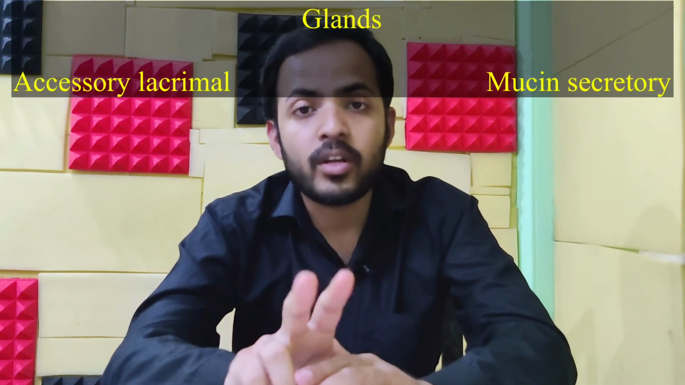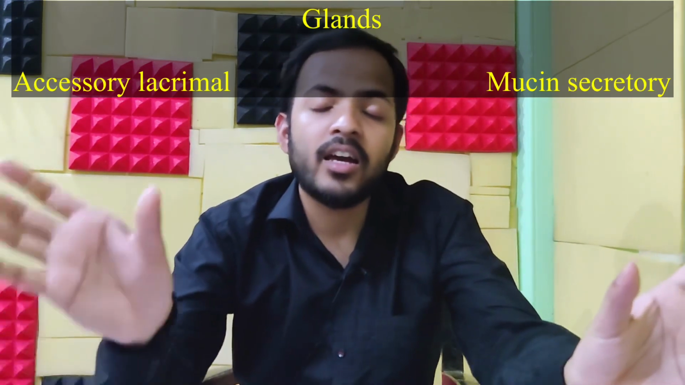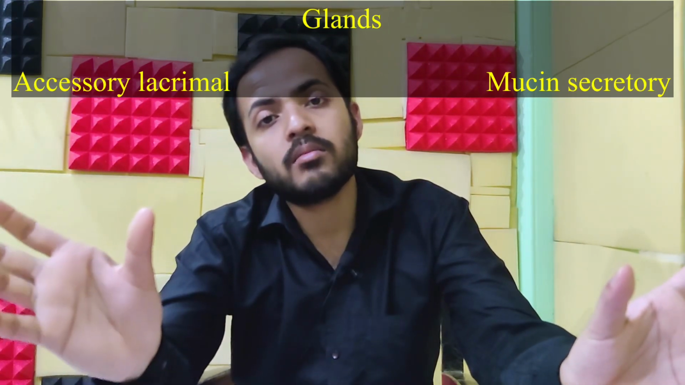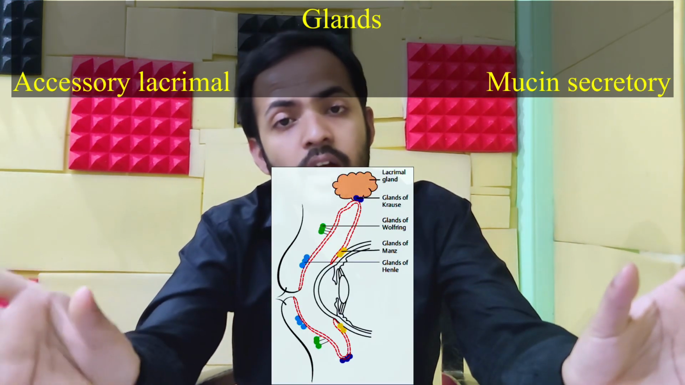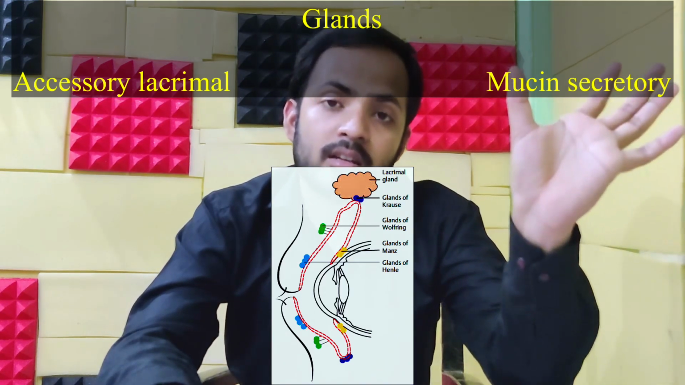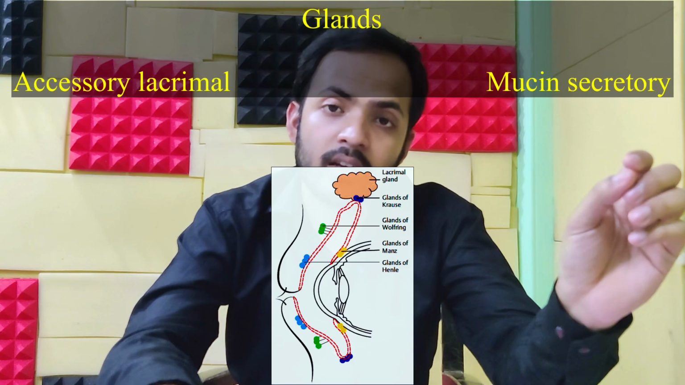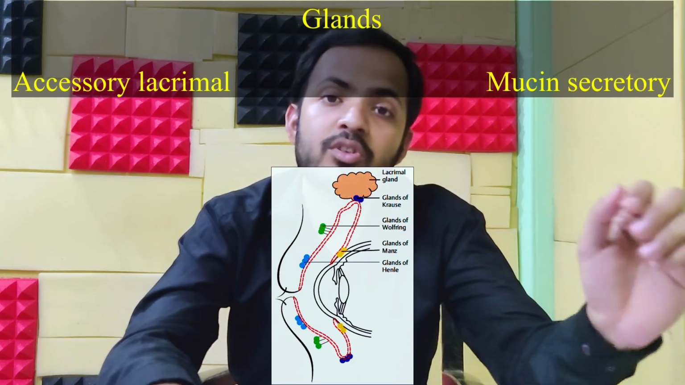Now in the conjunctiva, you find 2 types of glands. One is accessory lacrimal glands, another is mucin secretory glands. In accessory lacrimal glands, you find the glands of Krause and glands of Wolfring. In the mucin secretory glands, you find goblet cells, then glands of Manz and crypts of Henle.